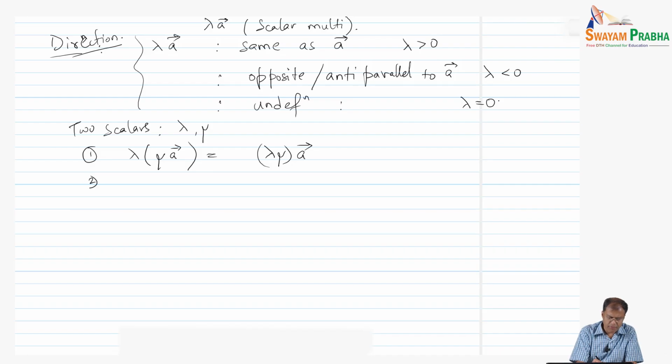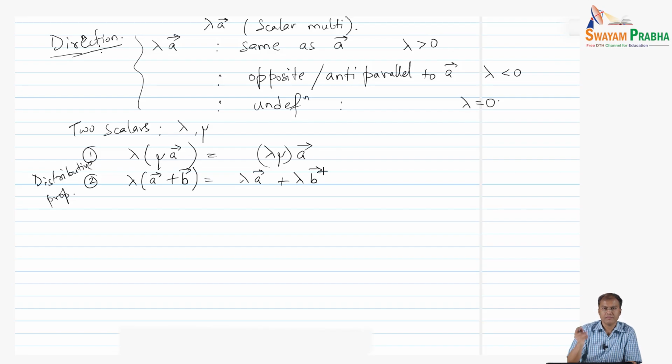And then we have the second operation, which is the so-called distributive property. The distributive property of scalar multiplication. So for example, lambda times the sum of two vectors a plus b is lambda times a plus lambda times b. Okay.